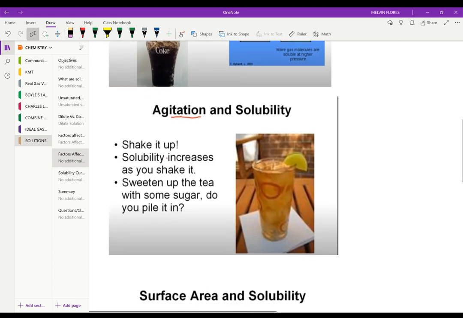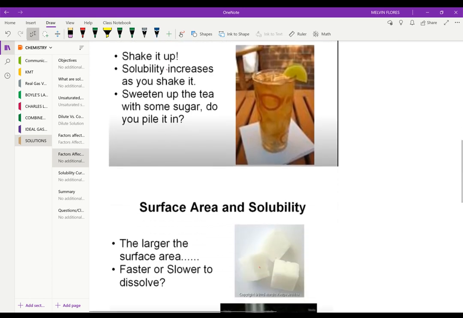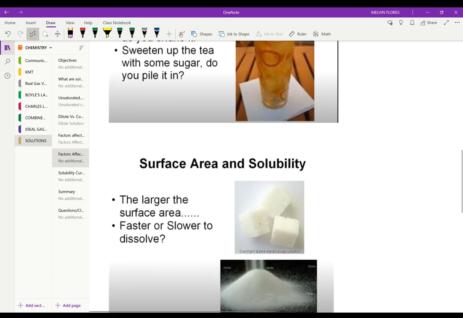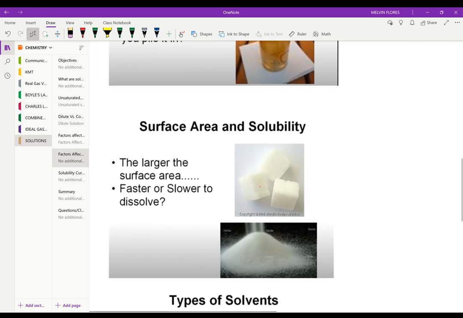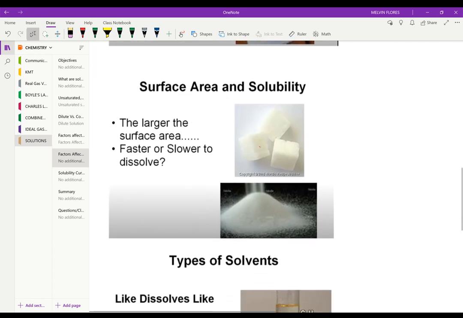Another one is the surface area and solubility. How do you make the surface area larger? By making the particles smaller. For example, these cubes of sugar: in order to increase the surface area, you have to break them down into smaller pieces, just like this. So the smaller the pieces are, the larger the surface area and the faster they will dissolve in a given solvent.